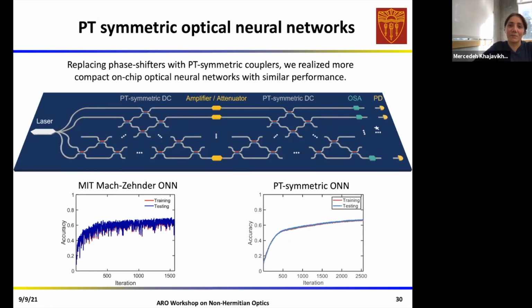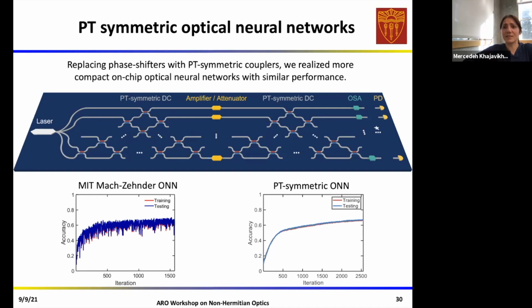More recently, we do a lot of work on non-Hermitian systems. Very recently, we looked at another angle: can we use these PT symmetric couplers instead of the standard couplers that are used in optical neural networks? As you may know, there has been a lot of interest in recent years in implementing optical neural networks on chip, and performing some level of acceleration or just training.